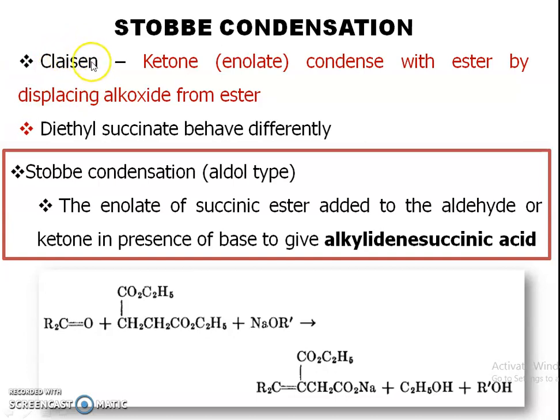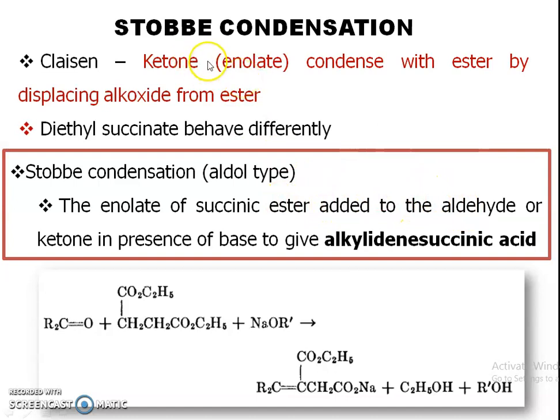As you know, Claisen condensation. In Claisen, there are many types of reactions, and in one case an enolate of a ketone condenses with an ester by displacing alkoxide from the ester. But if you are using diethyl succinate, that is a diester, it behaves differently. The enolate of succinic ester is added to the carbonyl.